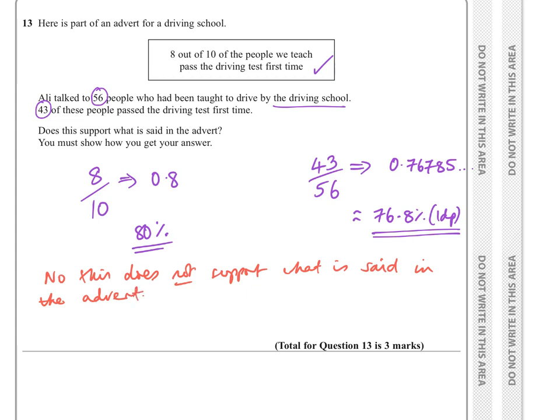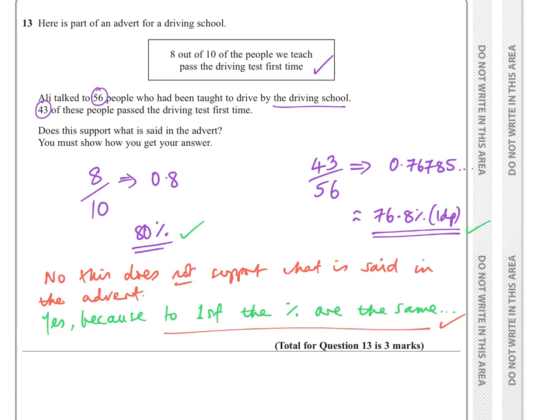However, I think you would get awarded a mark for saying yes, because to one significant figure the percentages are the same. So I don't know if I particularly like this question, because I believe you'd get marks for saying no by showing the workings like so, and also get a mark for saying yes if you said to one significant figure they are indeed the same percentage. And the mark scheme does actually say the same about getting 1 mark for saying yes, as long as you can support it.